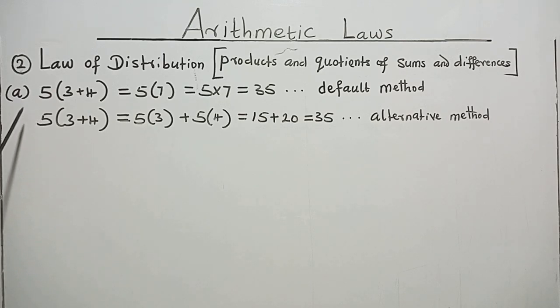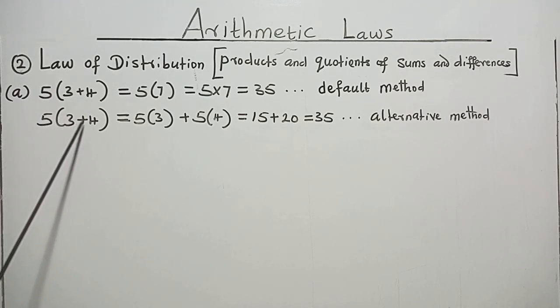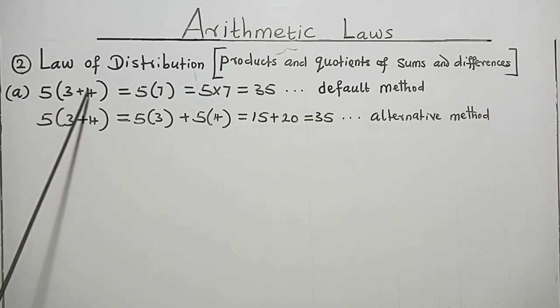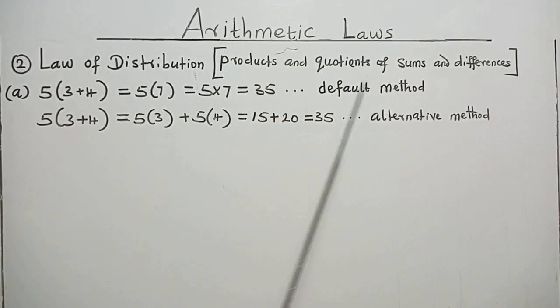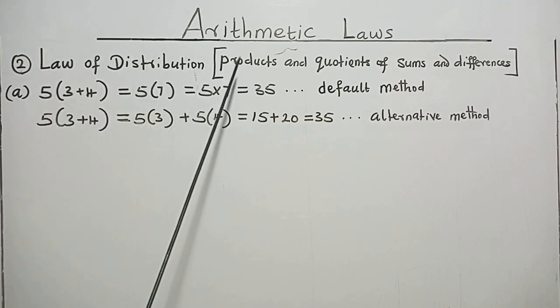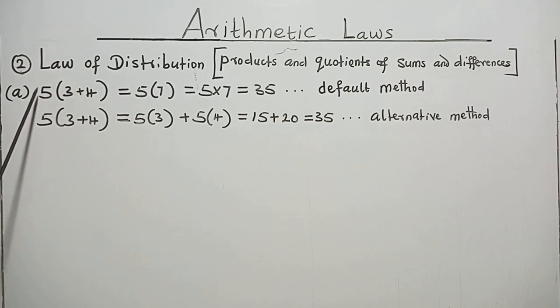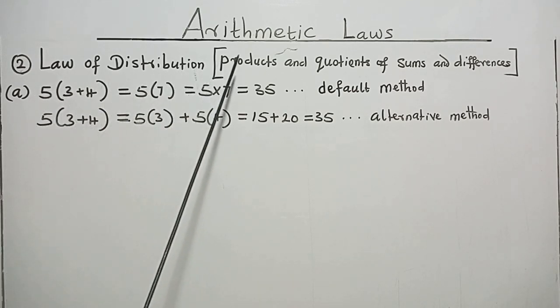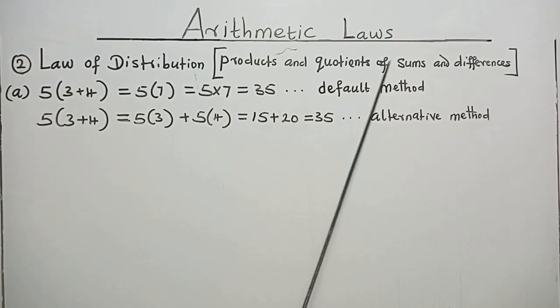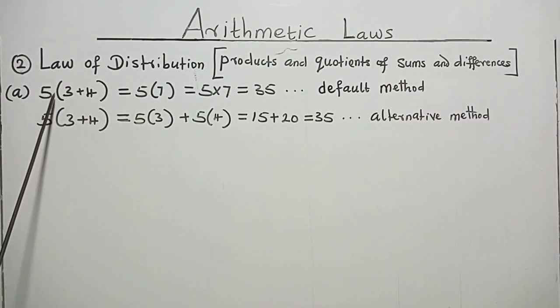Let us at this point try to multiply the contents of the bracket one after the other. Before I proceed, notice that this 3 plus 4 is a sum, and this sum is multiplying a number. So if that number 5 multiplies the sum, we can call the result product of sum. So here we are dealing with the product of a sum. Now let's continue. In how many ways can we get the product of a sum?